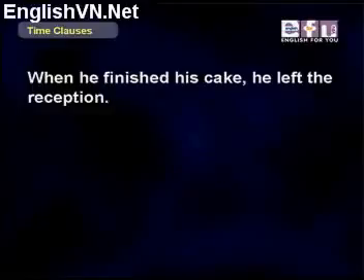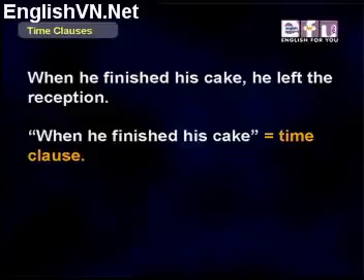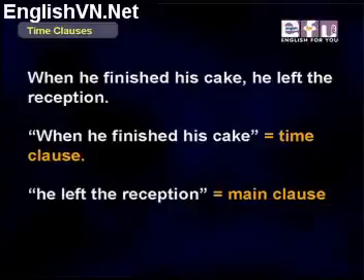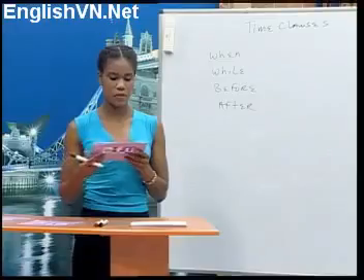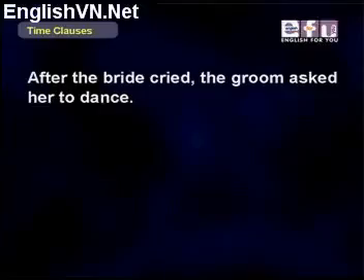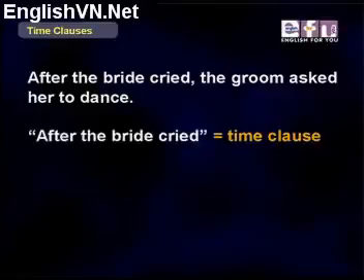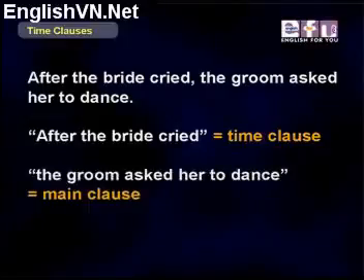When he finished his cake, he left the reception. When he finished his cake is the time clause, or dependent clause, we can say. He left the reception is the main clause. It can stand by itself. Next example. After the bride cried, the groom asked her to dance. After the bride cried is the dependent clause or the time clause. It's dependent on the main clause, which is the groom asked her to dance. It's the main clause because it can stand on its own.